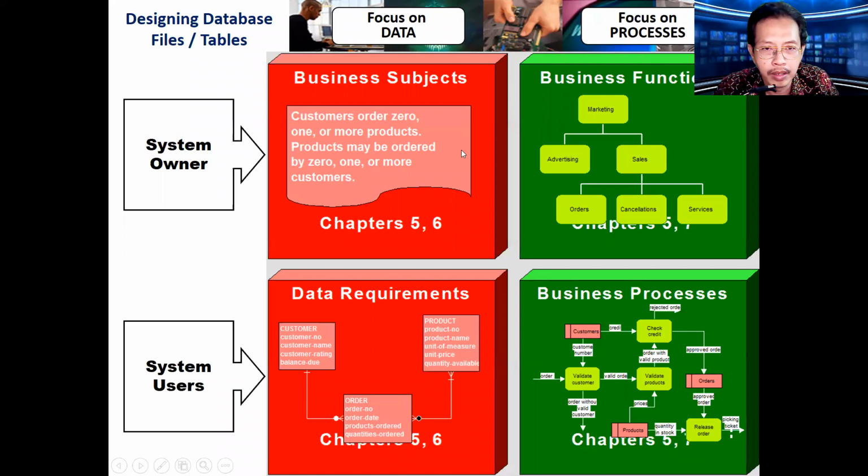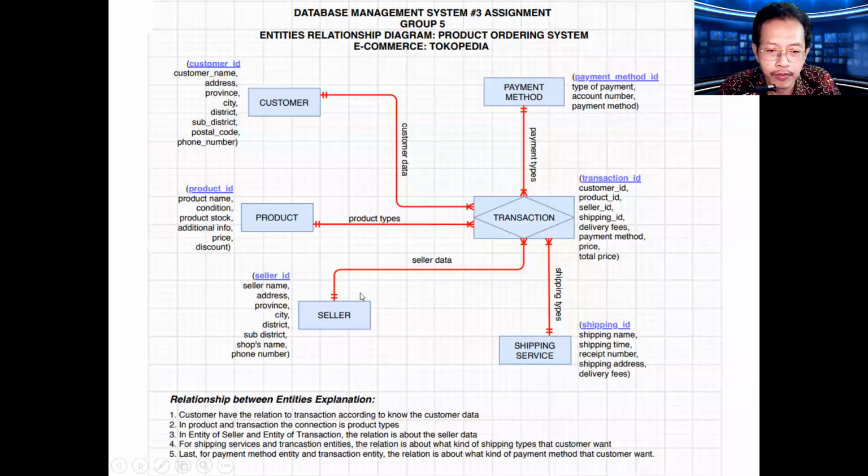Now we'll talk more about how to design the actual database files or database tables based on these ideas. First, let's take an example of an entity relationship diagram for the e-commerce site called Tokopedia. This was made by Group 5 in a previous session.